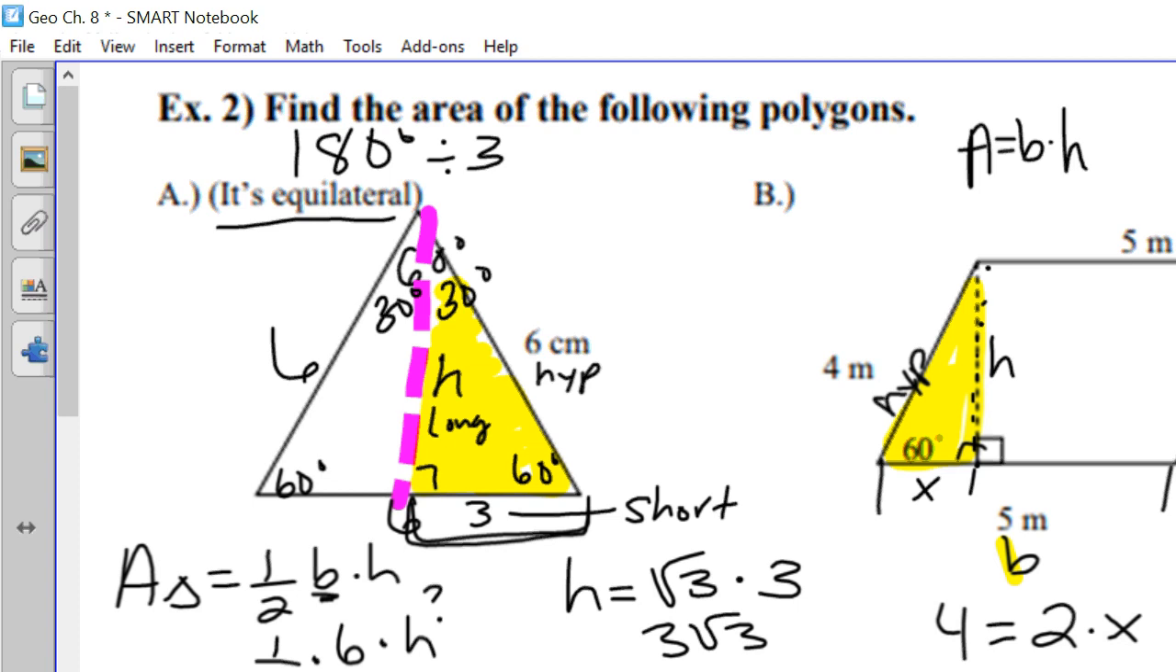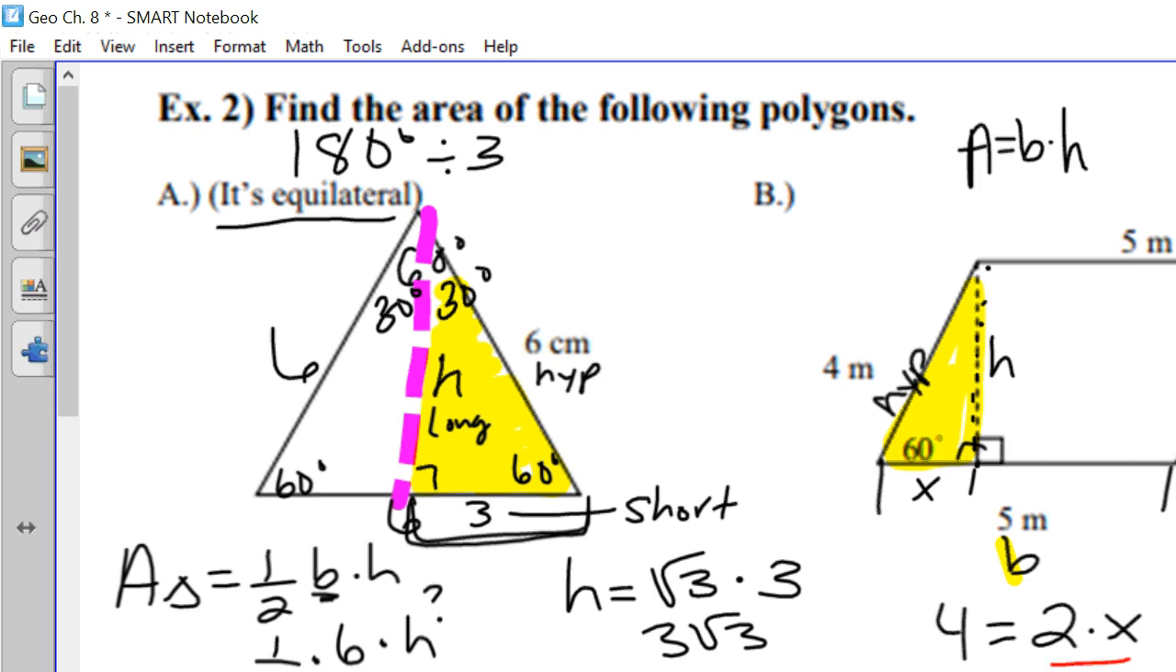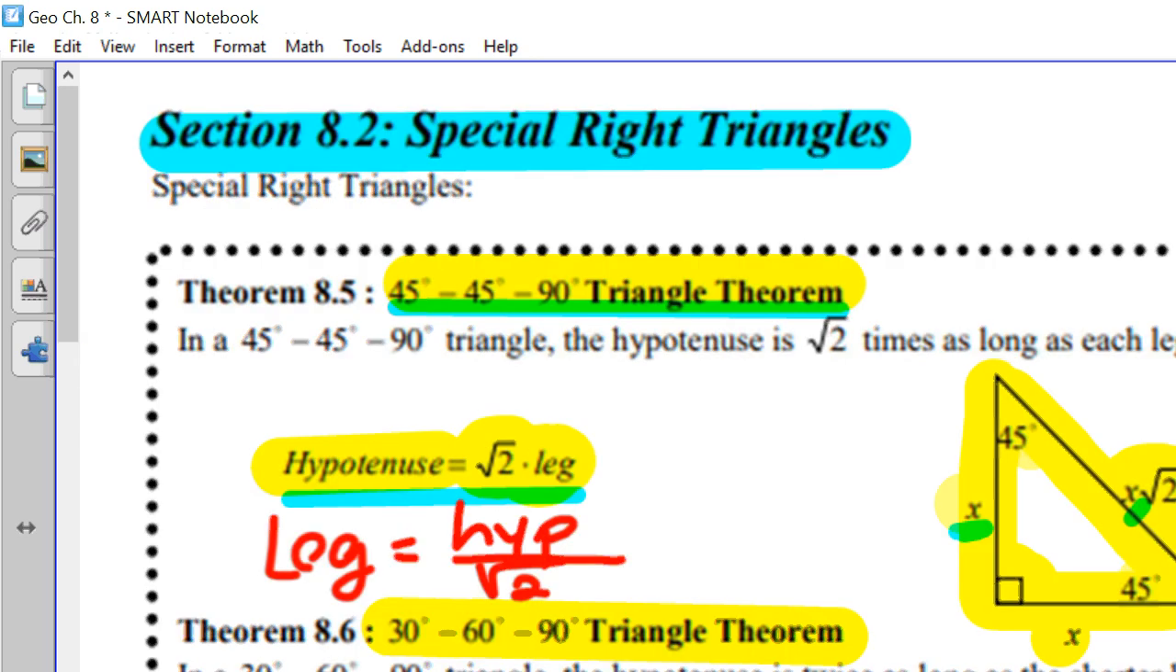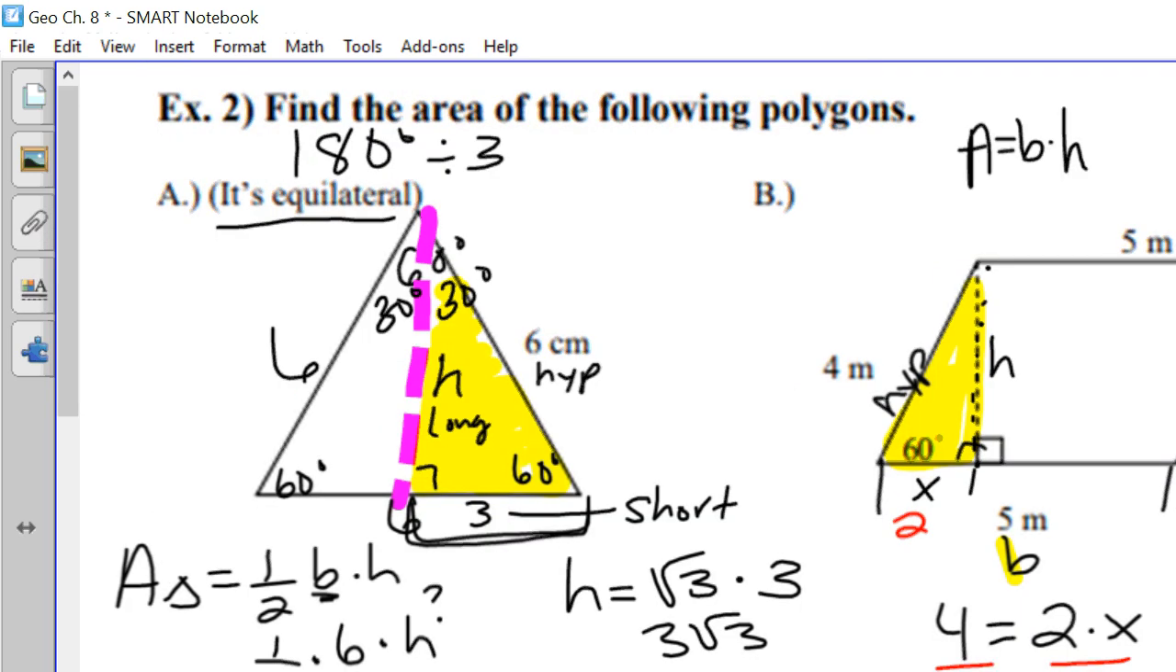Is that an easy calculation? Too much? Do you guys have to get your calculators out? We can do it. I don't even need a calculator. I'm just going to divide by 2. Our shorty is 2. And then using our special right triangle formula, we know that our height is root 3 times the shorty. Sorry, I got excited about the 2.